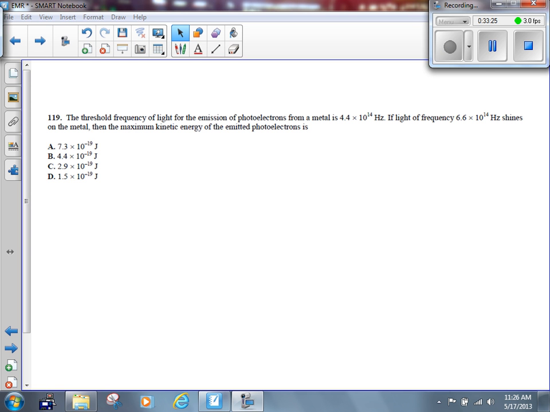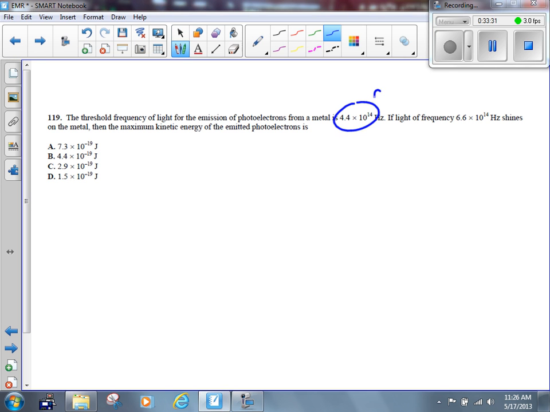It says the threshold frequency for the emission of photoelectrons from the metal is 4.4 times 10 to the 14 hertz. That's going to be f0. Just hold on one second here, guys. That's f0. Here's f. Let's keep those two straight, okay? We're given 2 frequencies in the same problem. f0 is the frequency that you need to emit the electrons. f is not the frequency you need to emit them, but the frequency you have. It may be above or below the threshold frequency. In this case, it's above here.